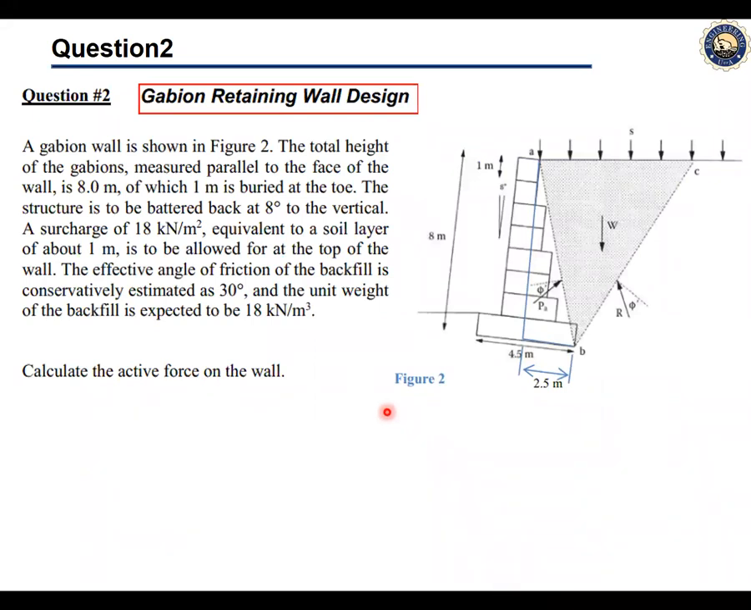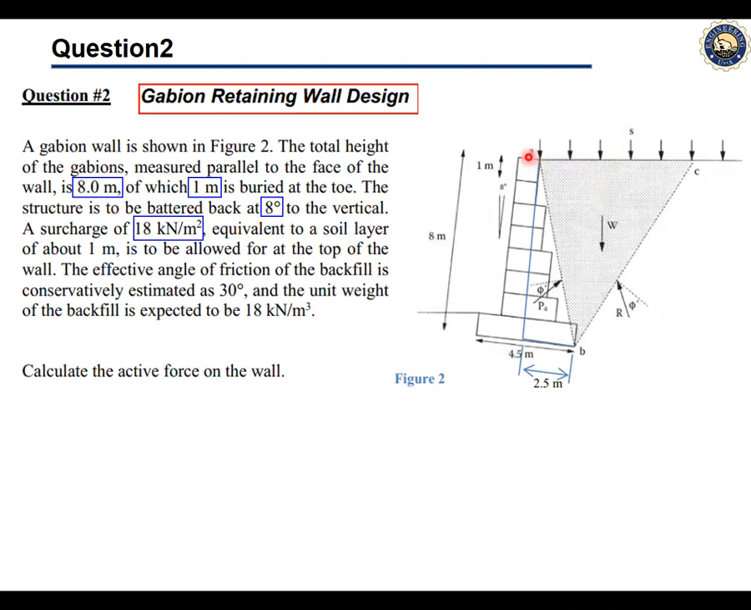Figure 2 here shows a typical cross-section of a gabion wall, where the total height of the gabion, measured parallel to the face of the wall, is given as 8 meters, of which 1 meter is buried at the toe depth. The structure is to be battered at an angle of 8 degrees to the vertical. A surcharge of 18 kN per meter square, equivalent to a soil layer of 1 meter, is to be allowed for at the top of the wall.